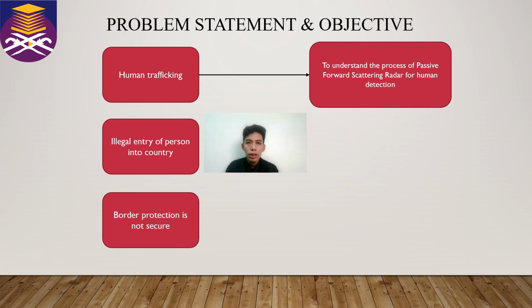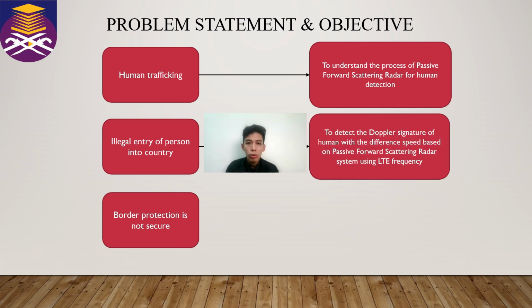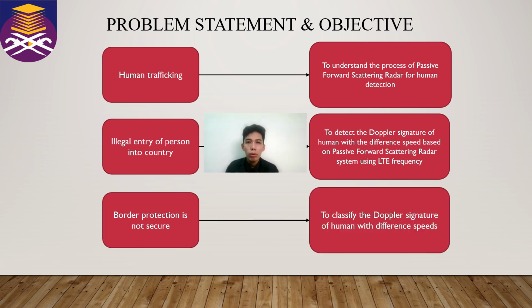Next, for the objectives. The first one is to understand the process of passive forward scattering radar for human detection. The second is to detect the Doppler signature of humans with different speeds based on a passive forward scattering radar system using LTE frequency. And the third is to classify the Doppler signature of humans with different speeds.